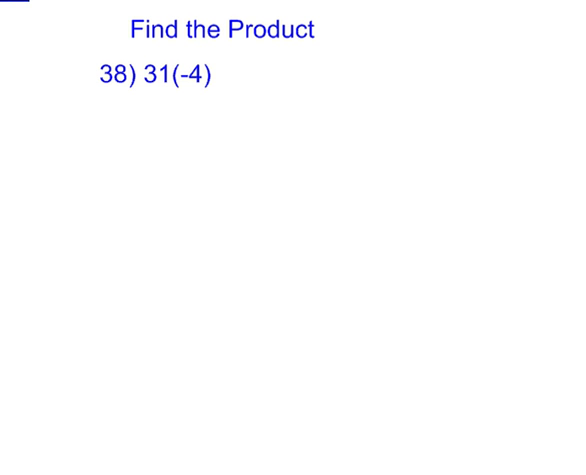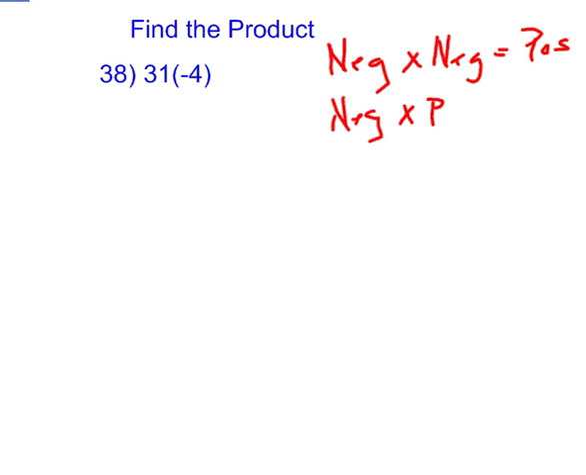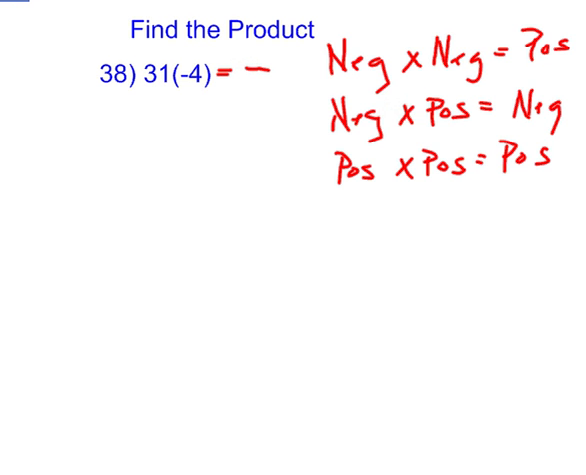Finding the product, remember the rules. Negative times a negative is equal to positive. Negative times a positive is equal to a negative. And positive times a positive is equal to a positive. So looking at our first problem, we have a positive times a negative, meaning our answer is going to be negative. And we have 31 times 4. And so our answer is a negative 124.